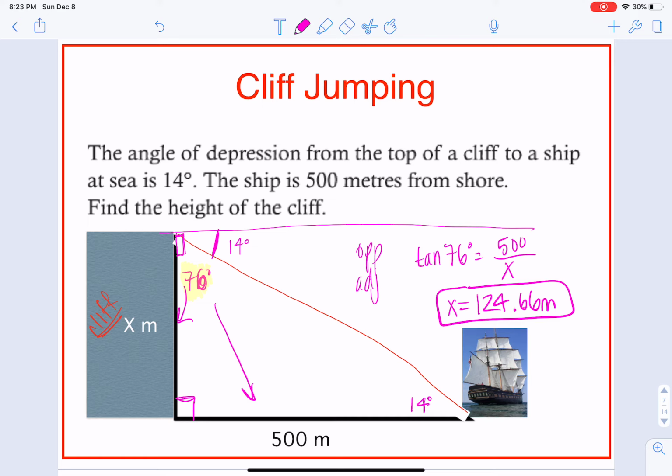So we can see how if I said that this was 14 degrees, which it's not, but sometimes that can be labeled incorrectly, that we wouldn't end up getting an appropriate answer here.